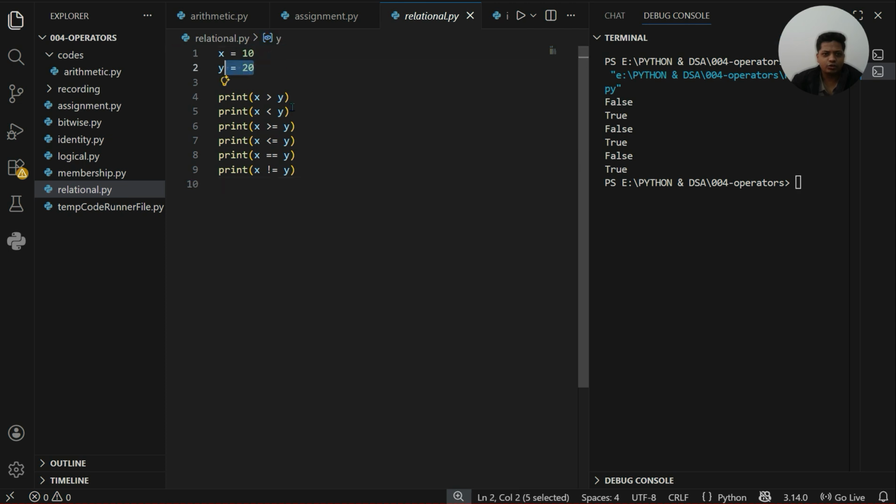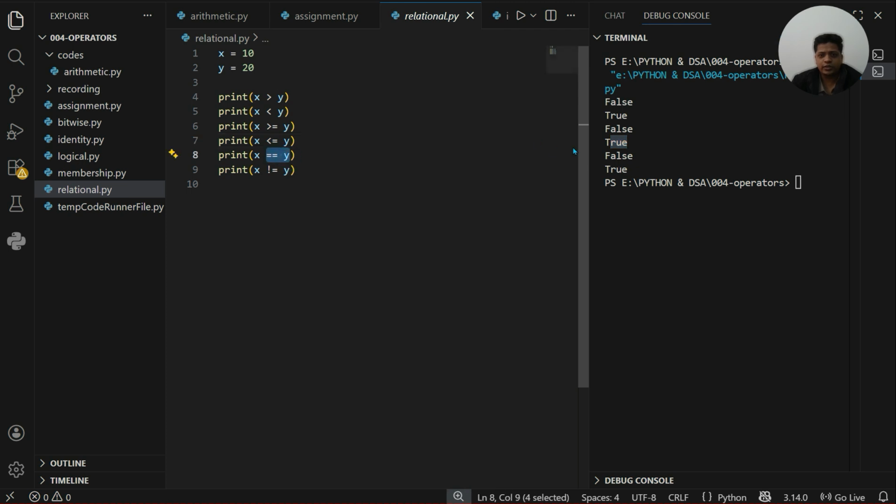X equals 10, y equals 20. Print x is greater than y. 10 greater than 20, it is false. x is less than y, that is 10 is less than 20, it is true. Then 10 is greater than equals to 20, it is false. 10 is less than equals to 20, it is true.